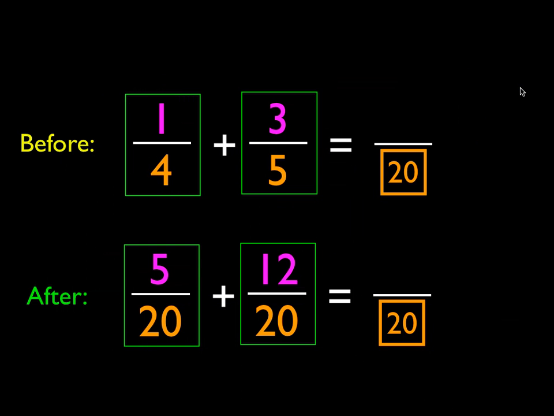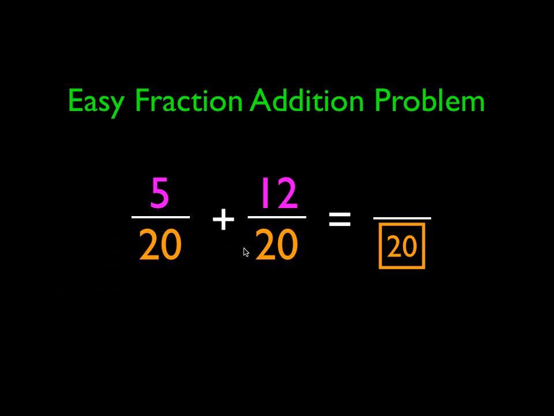So the essence of this is we transform these numbers to get 20 in the bottom by figuring out some number to multiply equivalently to the top and the bottom. And now what we've done is we have transformed our hard addition problem into an easy addition problem.